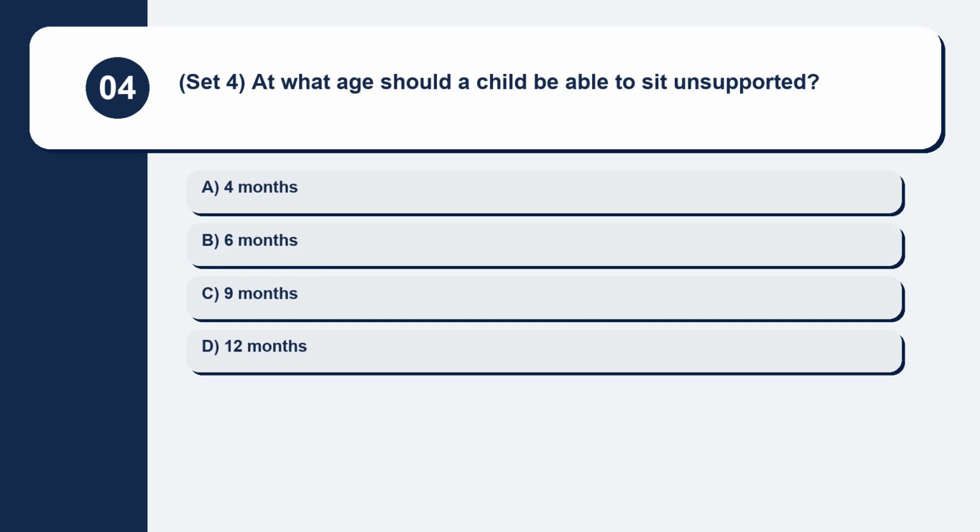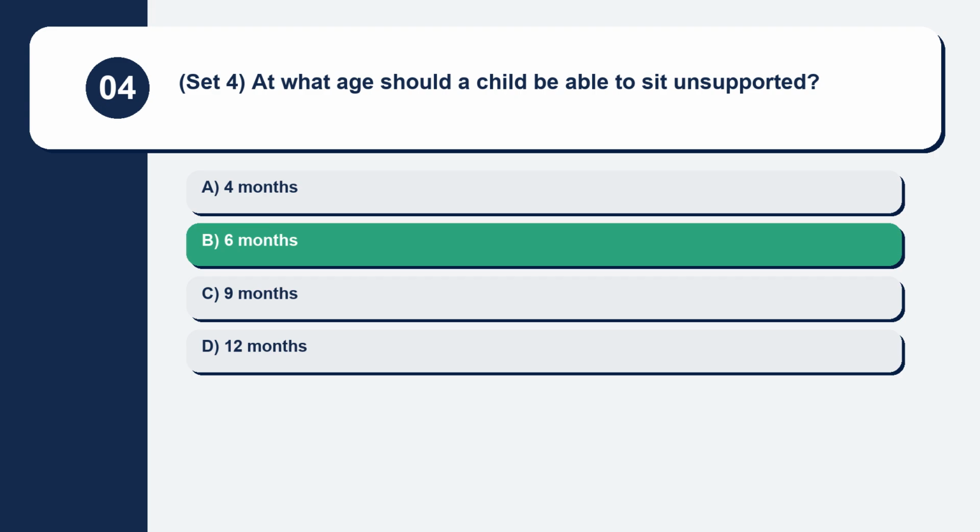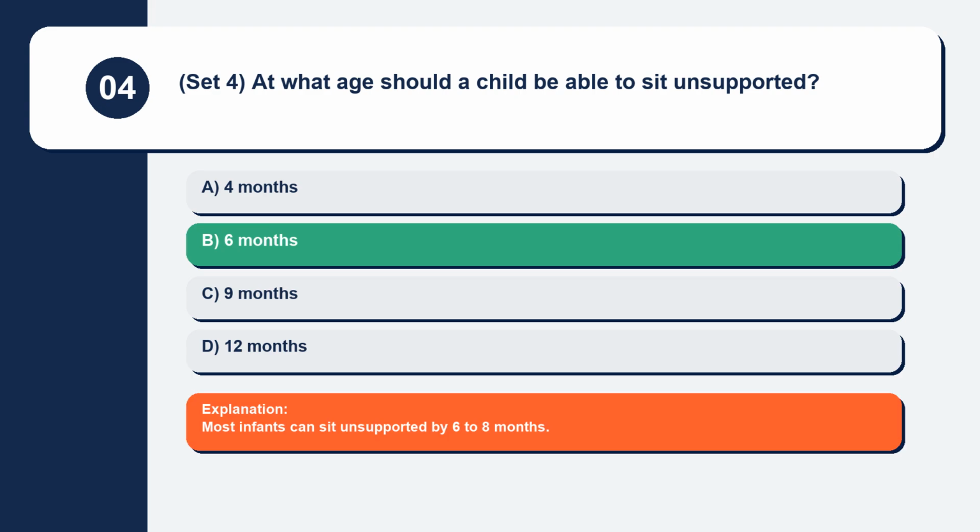Question 4. Set 4. At what age should a child be able to sit unsupported? 4 months, 6 months, 9 months, 12 months. Most infants can sit unsupported by 6 to 8 months.